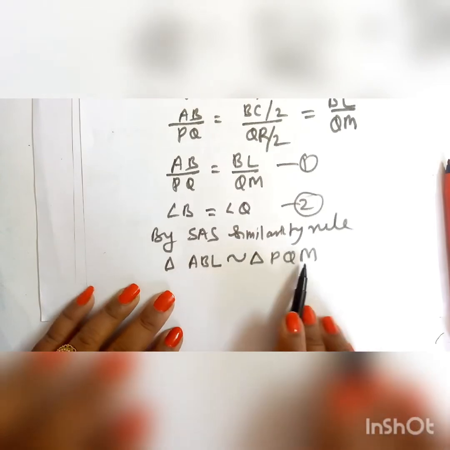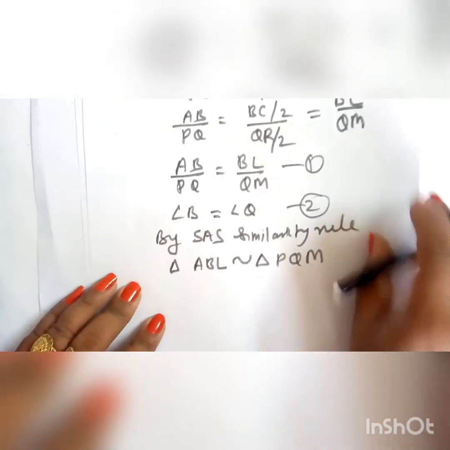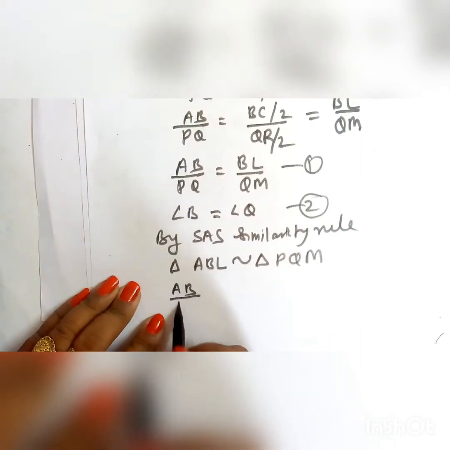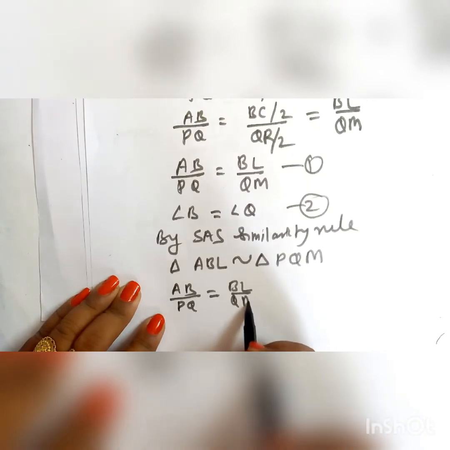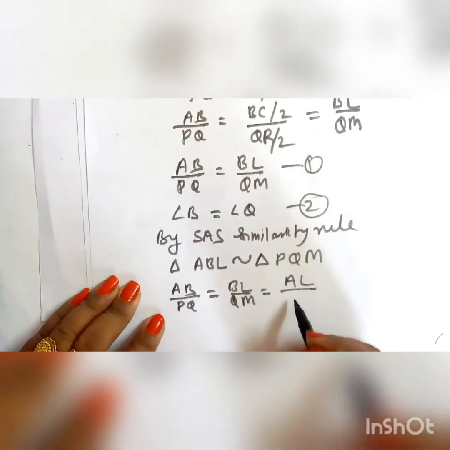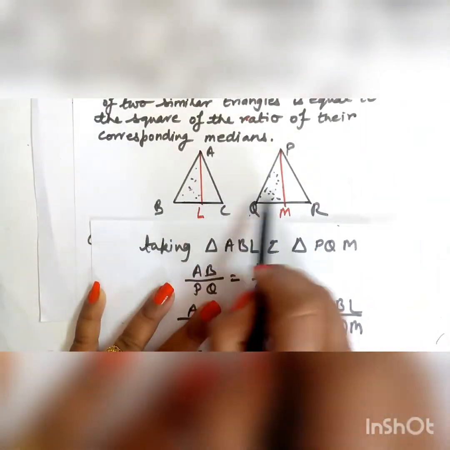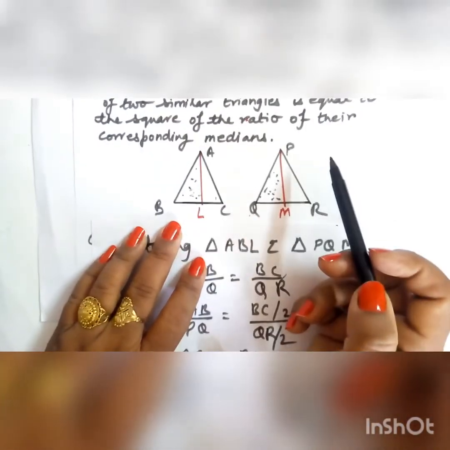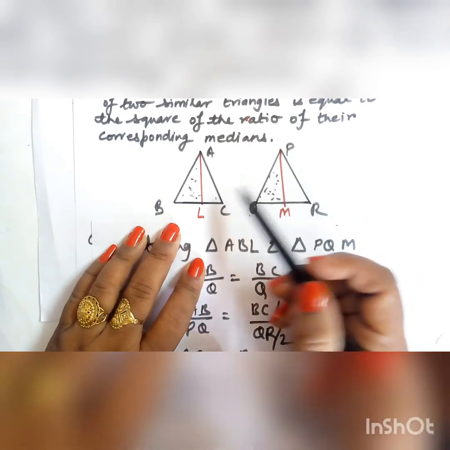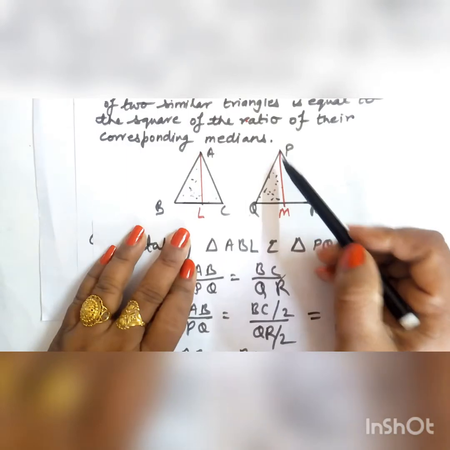So when these two triangles are similar to each other, now we have AB upon PQ is equal to BL upon QM is equal to AL upon PM. Since these two triangles we have already proved are similar to each other, their sides will definitely be proportional to each other. So it means AB upon PQ is equal to BL upon QM and AL upon PM.